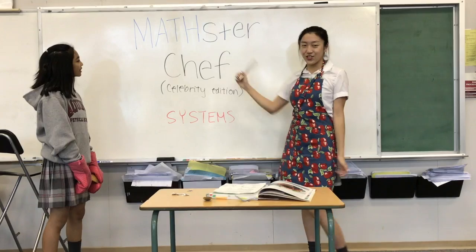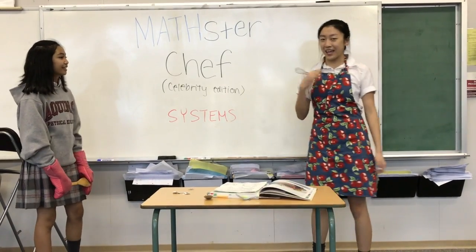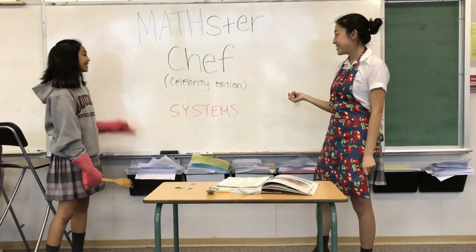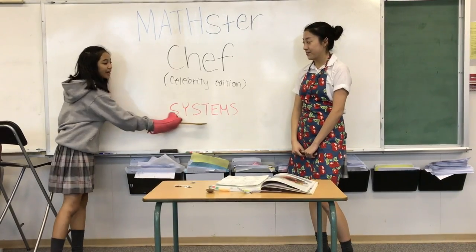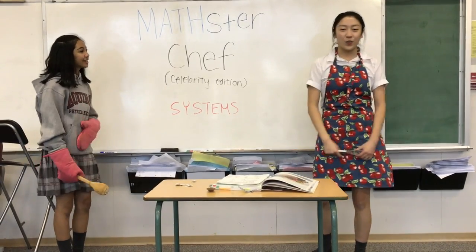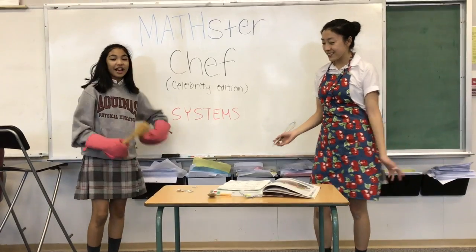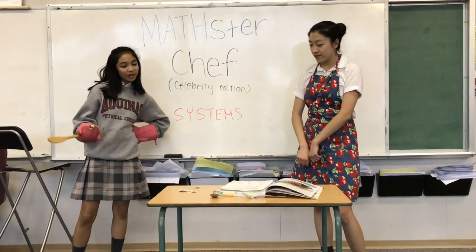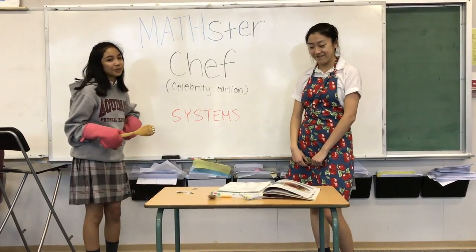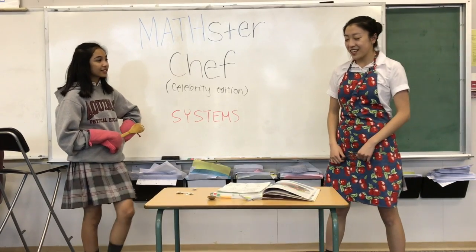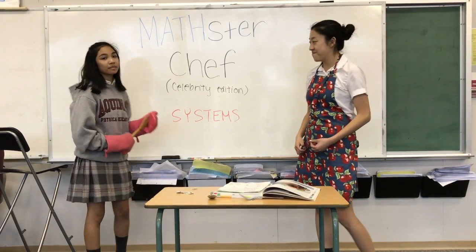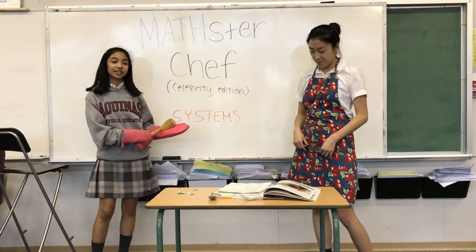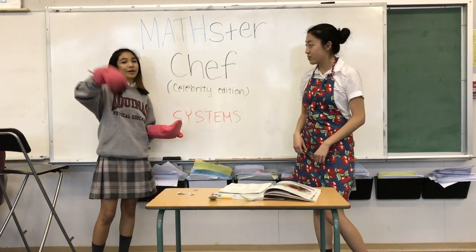Welcome back to MATHster Chef, Celebrity Edition with baguette and croissant. Today, we will be learning about systems of equations. What is a system of equations, you may ask? A system contains two or more equations involving the same variable. A linear quadratic system includes a parabola and a line. A quadratic system has two parabolas.